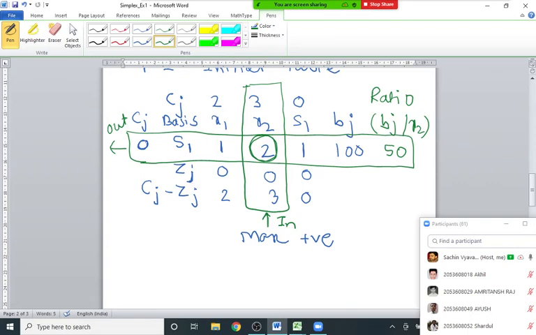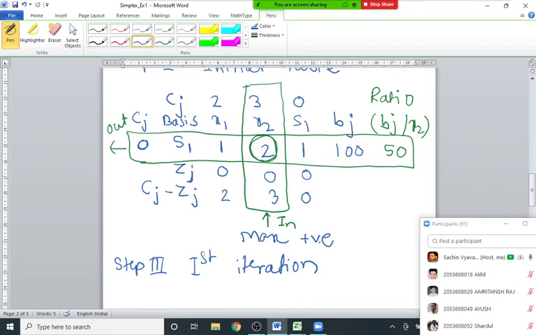So I will say this is the first iteration. Now we are starting the first iteration. It is step 3, first iteration.